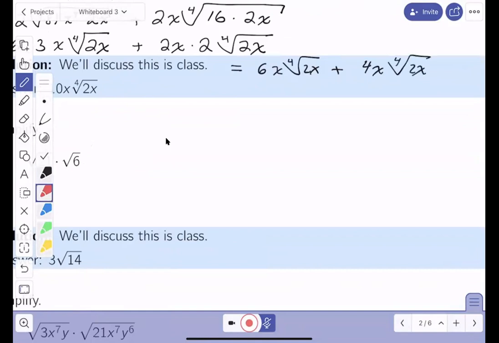What do I notice? These two terms have identical variable and radical parts, I mean factors. I'm going to add their coefficients. 6 plus 4 is 10. 10 what? Well, the radical and variable part. Oops.